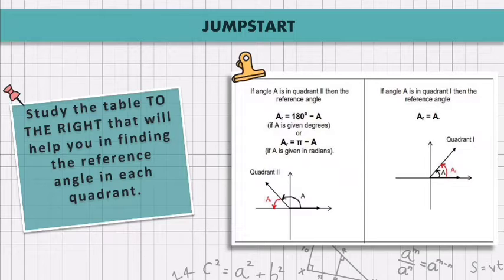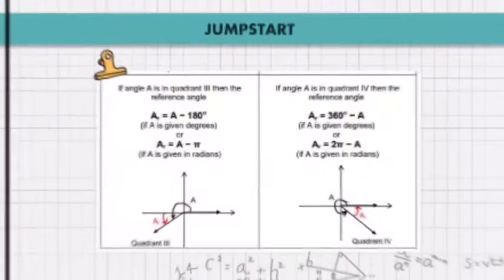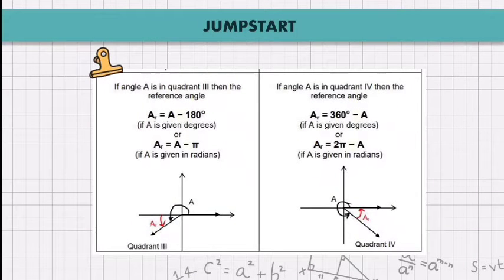If angle A is in quadrant 1, then the reference angle A sub r equals A. If angle A is in quadrant 2, then the reference angle A sub r equals 180 degrees minus A if A is given in degrees, or A sub r equals pi minus A if A is given in radians. If angle A is in quadrant 3, then the reference angle A sub r equals A minus 180 degrees if A is given in degrees, or A sub r equals A minus pi if A is given in radians.